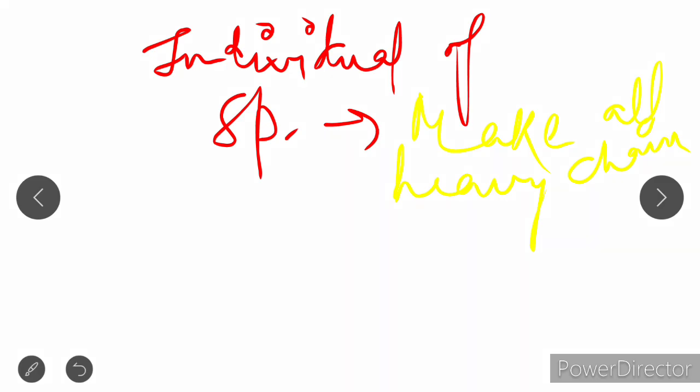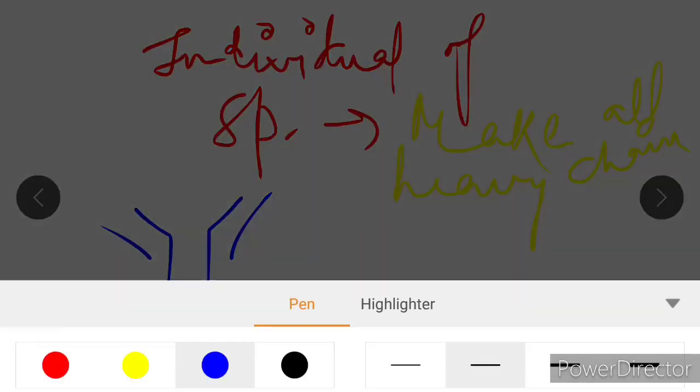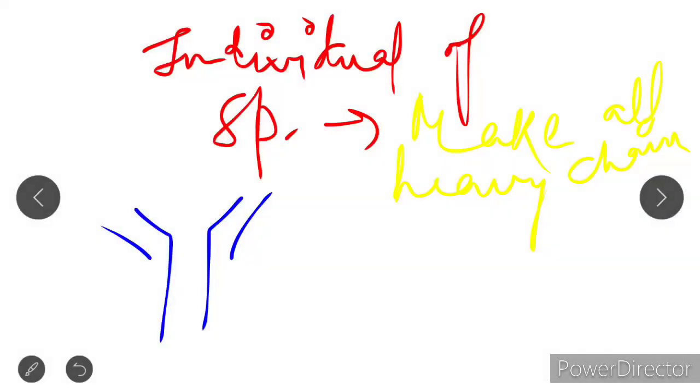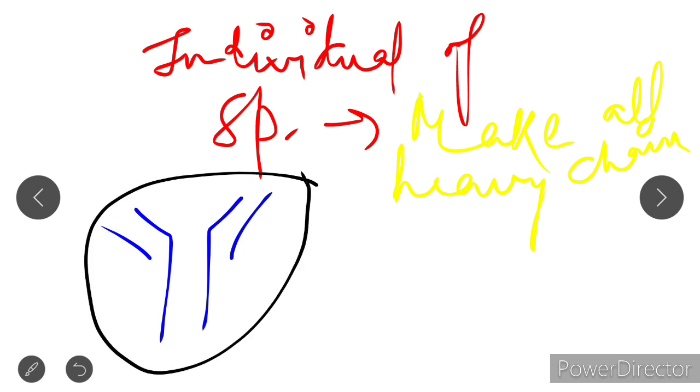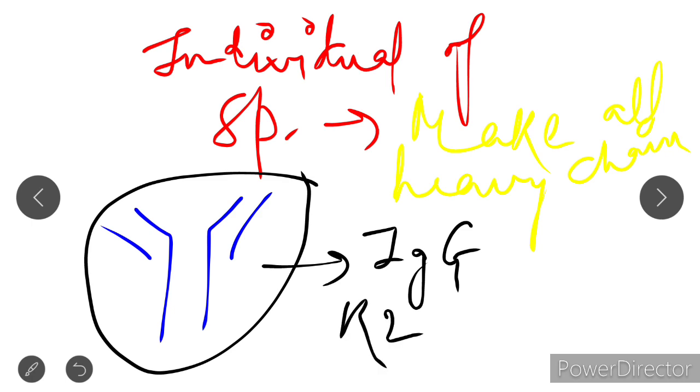Suppose this is a total antibody molecule that consists of both heavy and light chains, and if this antibody molecule is of the IgG class, then the structure will be kappa 2 and gamma 2.